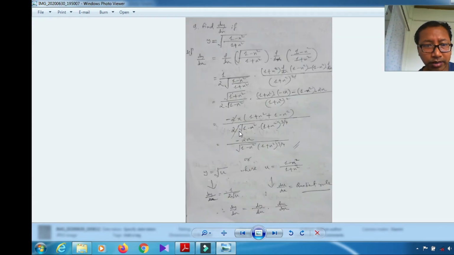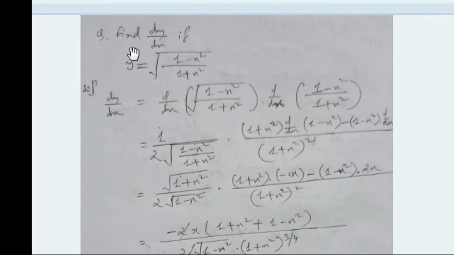Let us check another example. The question is find dy by dx if y is equal to this part.